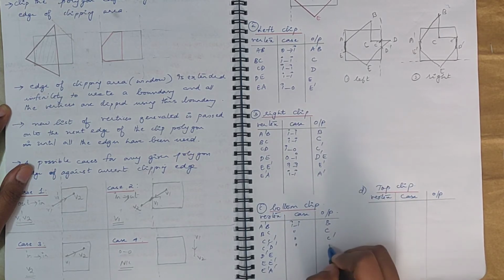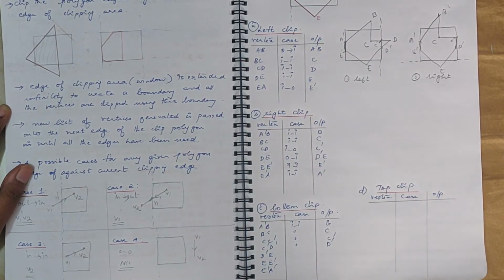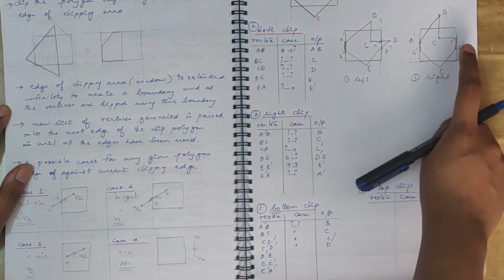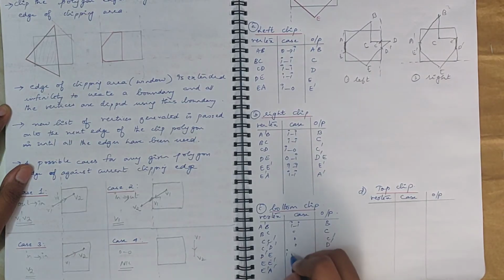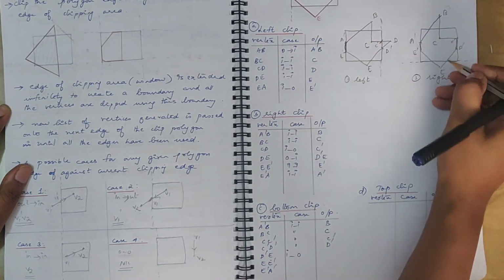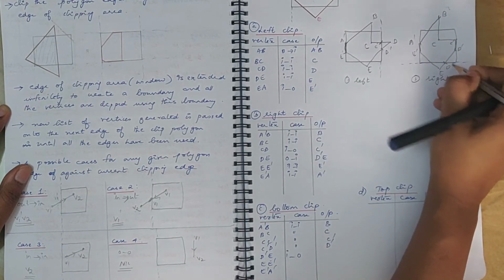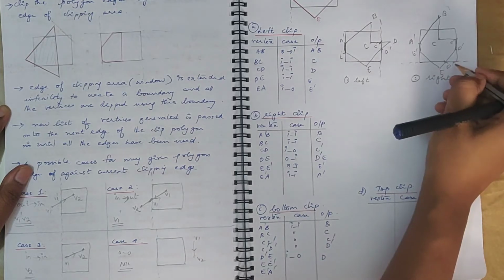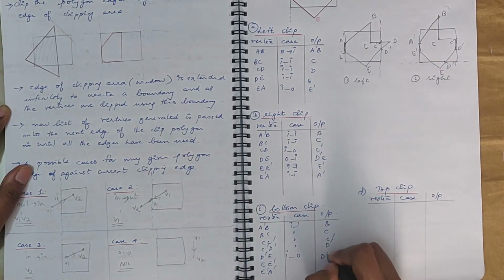C dash, D dash is also inside, so store the second vertex. Now comes D dash, E. So D dash, E is a case where you have a vertex coming from inside to outside. When you have inside to outside, you will store this point of intersection. If I name it as D dash, I think we already have one D dash, so let it be D double dash.